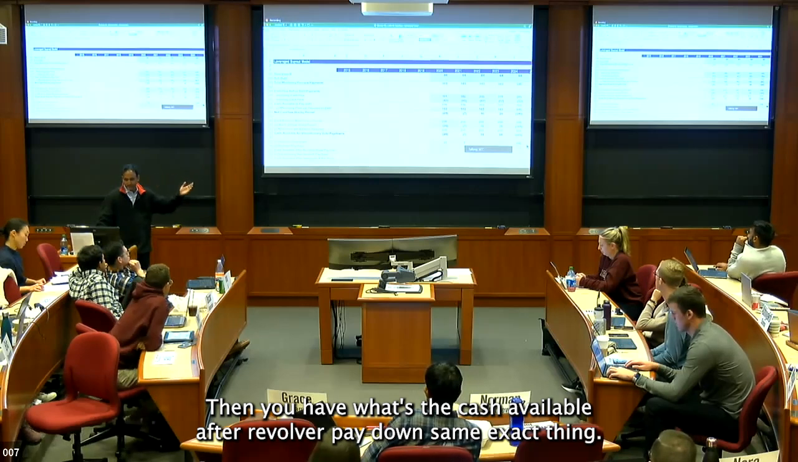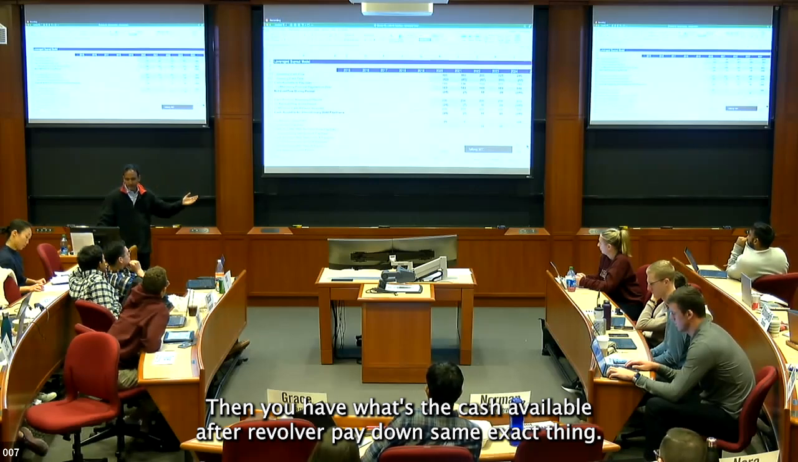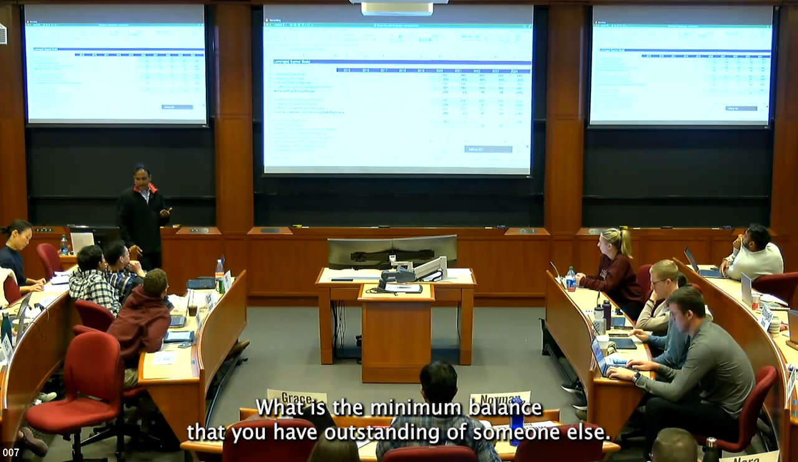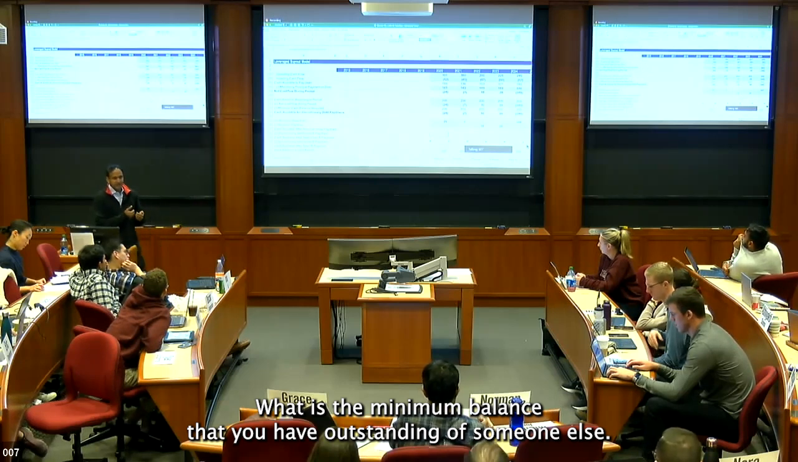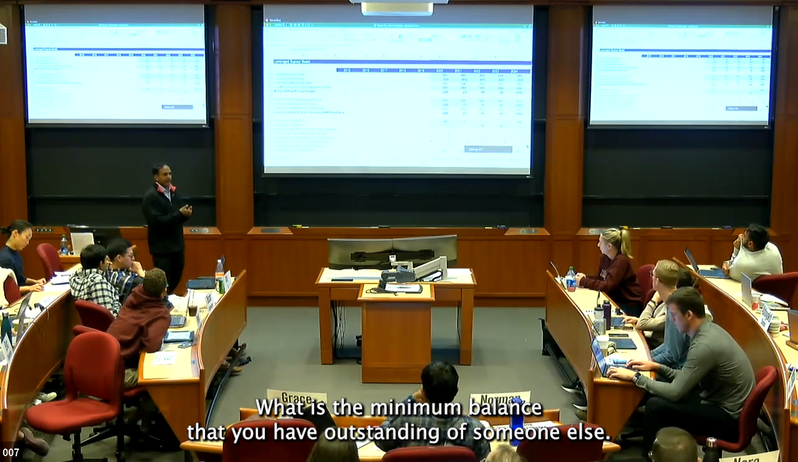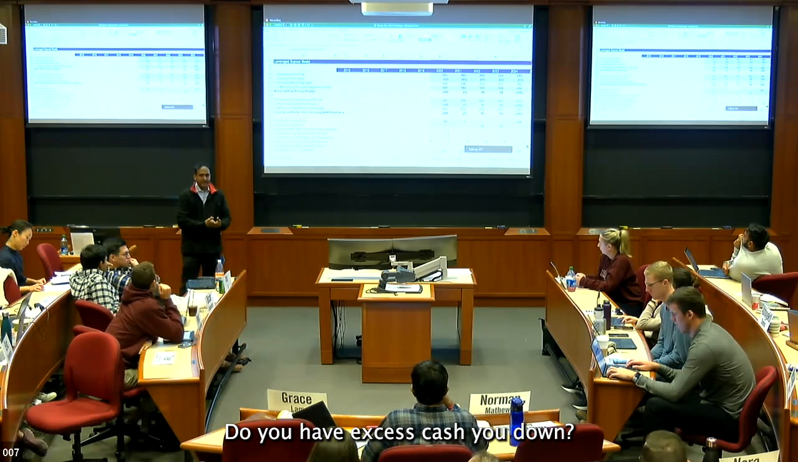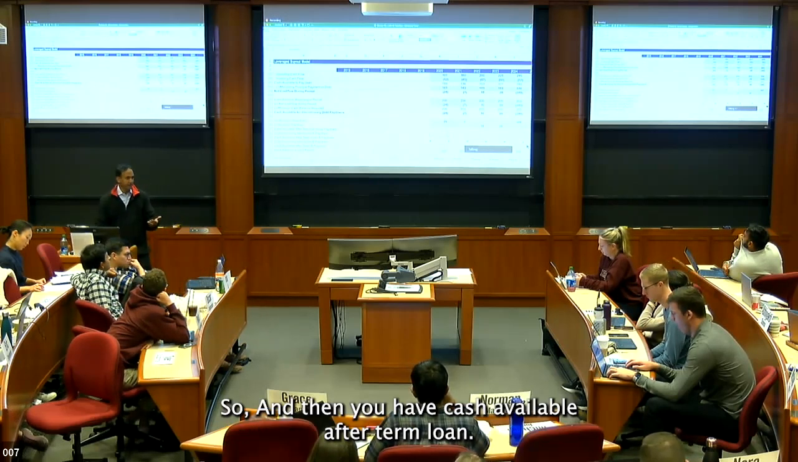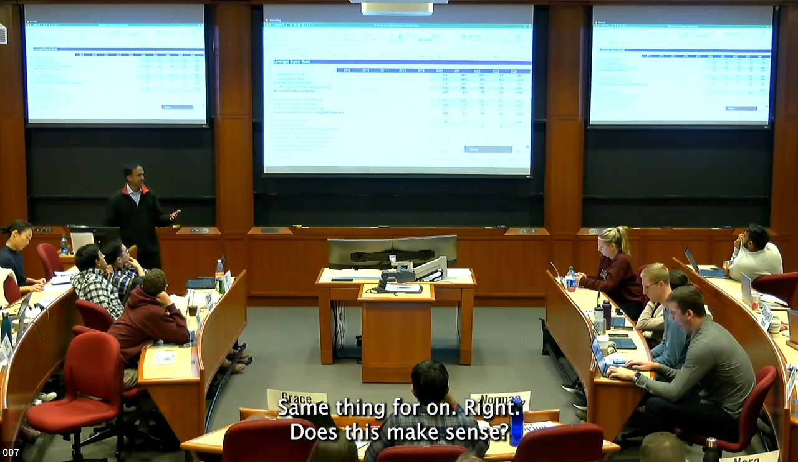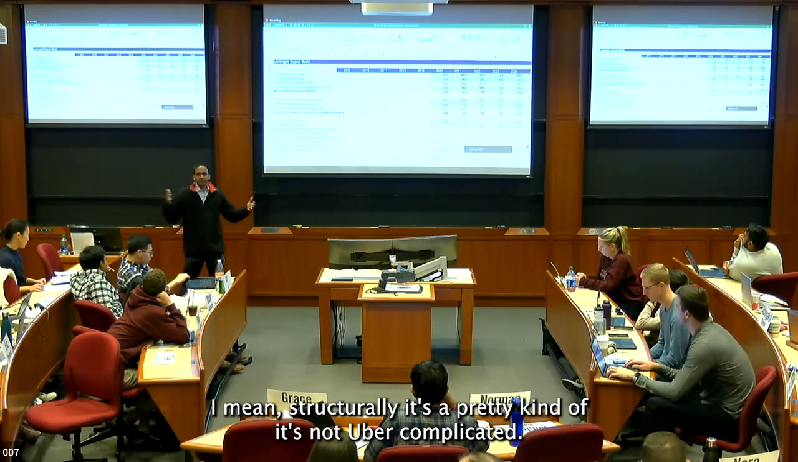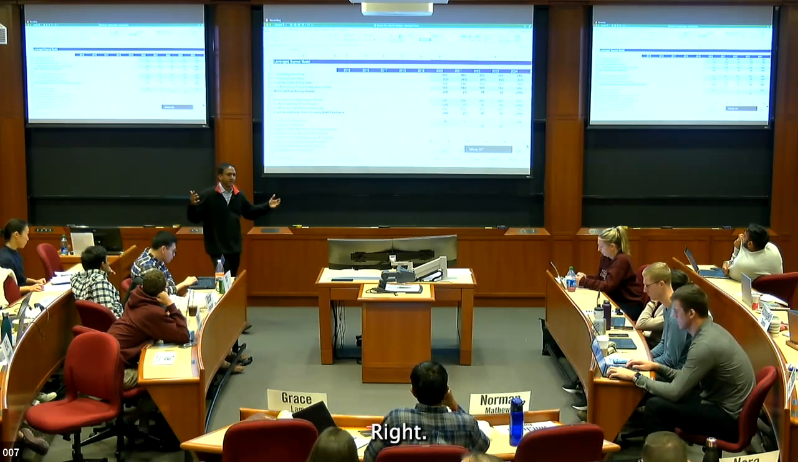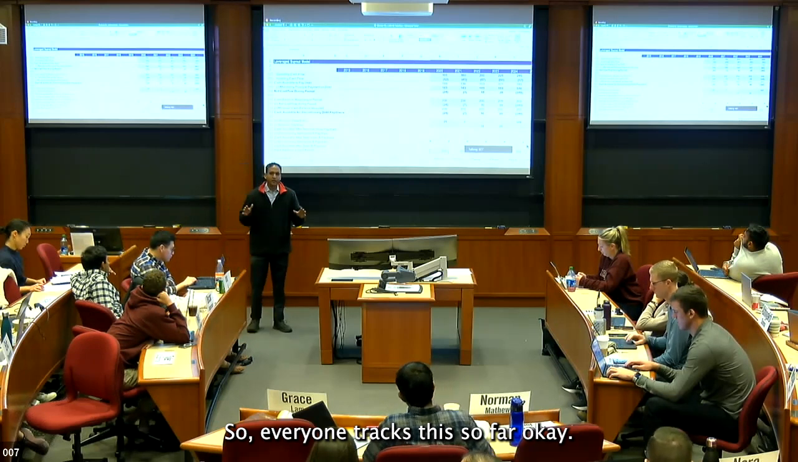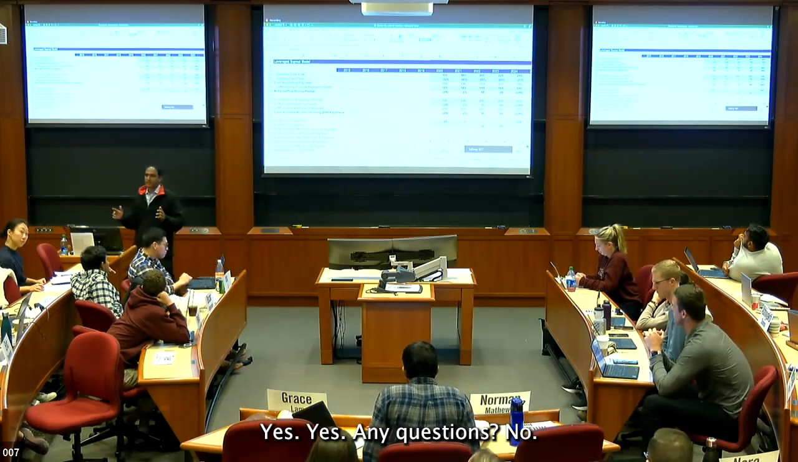Then you have, what's the cash available after revolver pay down? Same exact thing. What is the minimum balance that you have outstanding of term loan A? If you have excess cash, pay it down. If not, keep moving, right? And then you have cash available after term loan A, same thing for term loan B, right? Does this make sense? I mean, structurally, it's not uber complicated, right? So, everyone tracks this so far? Okay, any questions? No.